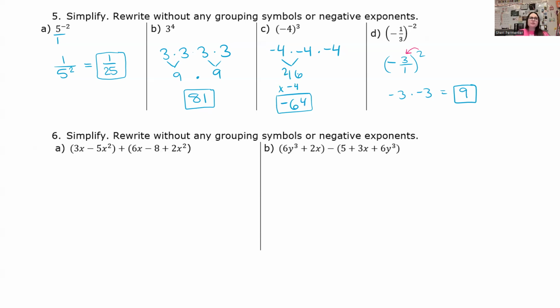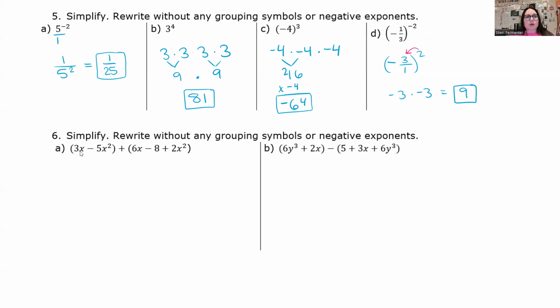Next, we're going to simplify and write without any grouping symbols or negative exponents. Grouping symbols are parentheses, no more parentheses. So when I look at this, I have 3x minus 5x squared, and I'm adding it to 6x minus 8 plus 2x squared. All we're doing here is combining like terms. And I don't need to do anything when I have a plus in the middle.